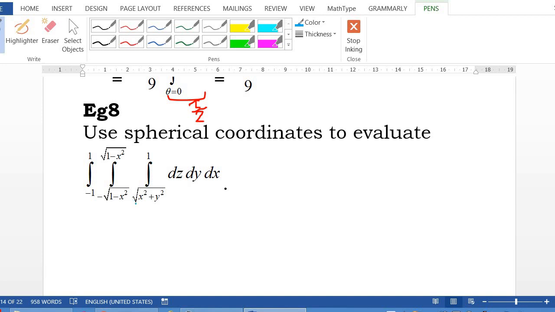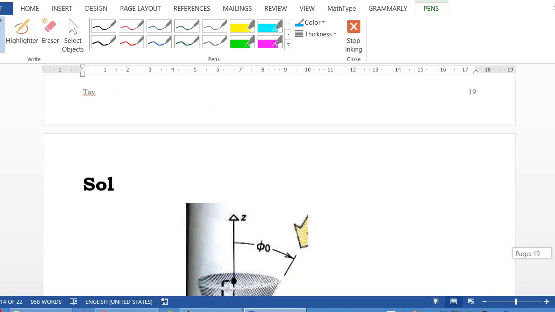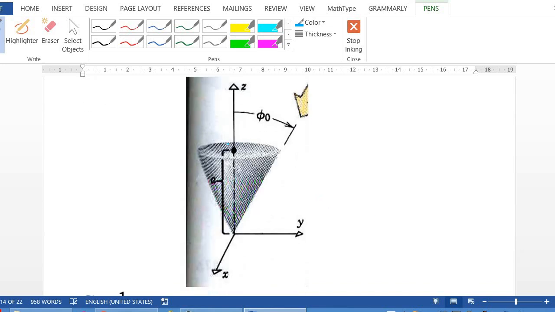The limit for z tells you this is a cone, and the cone is cut. This time the cone's upper surface is flat, z equal to 1. Compared to the previous examples, the cone's upper surface was a sphere or upper hemisphere. So the limit for z means this is a cone, and the top is actually z equal to 1.